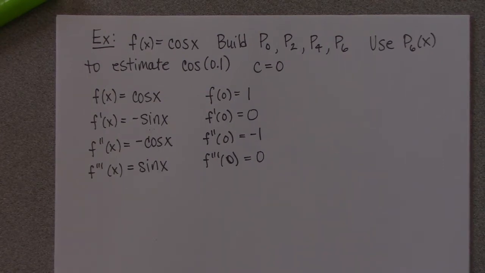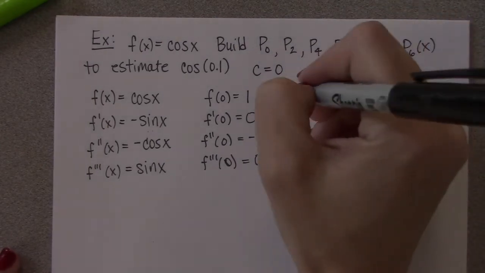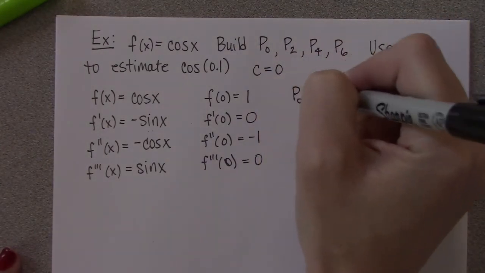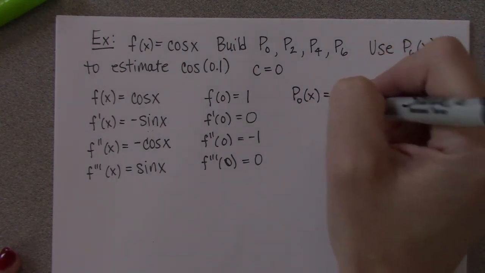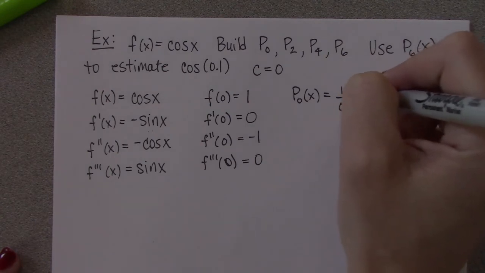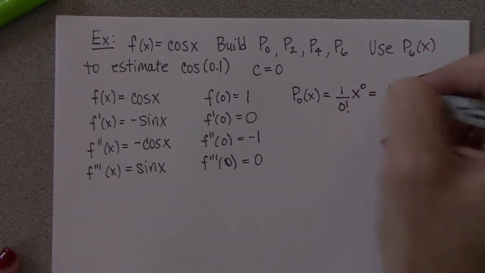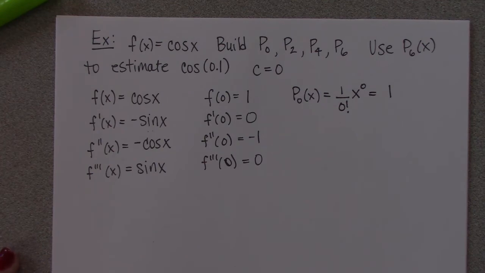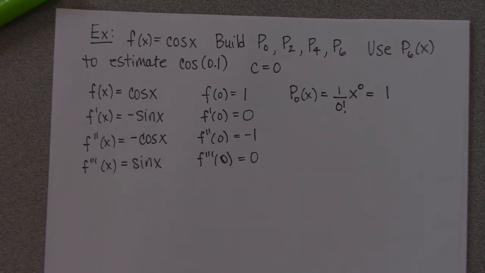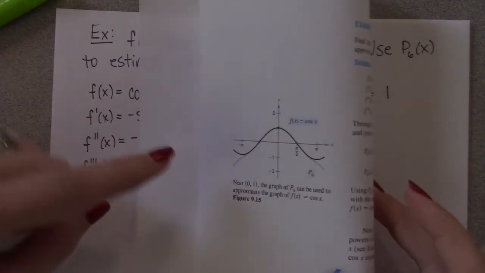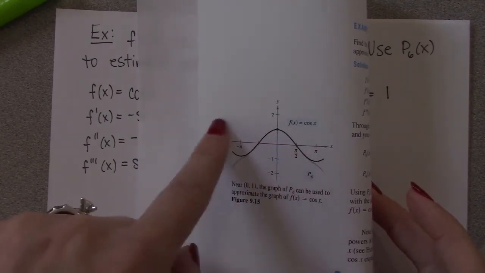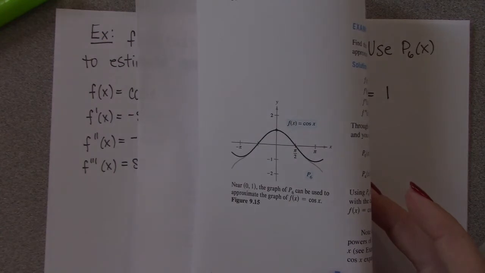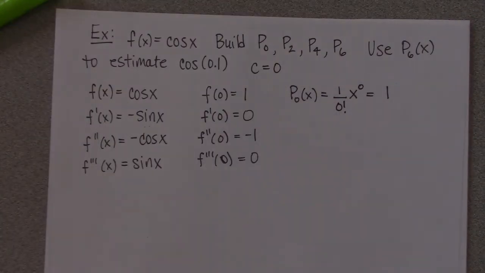So let's build our polynomials. We want to build the 0th one first. So all we do is take the coefficient at 0, put it over 0 factorial and multiply it times x to the 0. So it just simplifies to be 1. You just get a horizontal line. Now if we look at the graph of cosine x, that makes sense because look at the tangent line at x equals 0. The tangent line is going to be a horizontal line that intersects at 1. So the first degree is always going to be your tangent line.